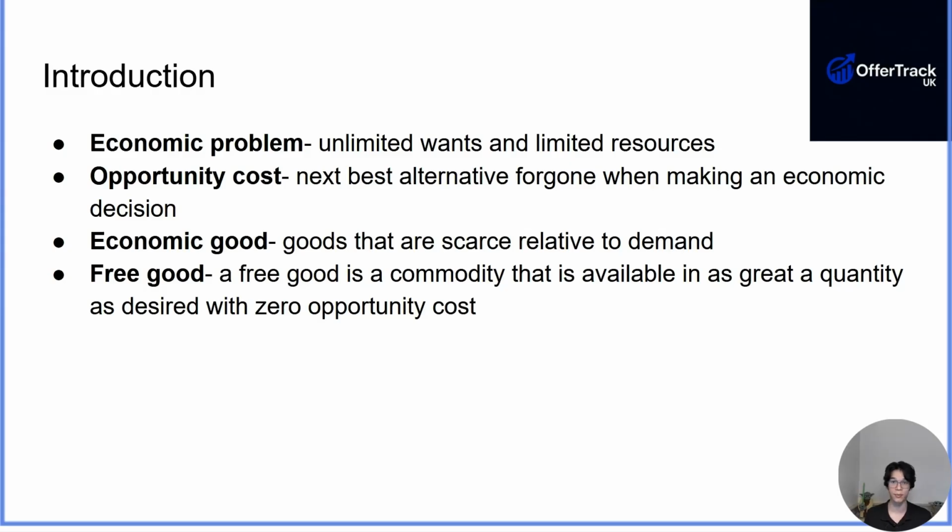So examples that we can use are the economic problem, which refers to unlimited wants and limited resources. That means there's a trade-off, or in economic terms, an opportunity cost every time a decision is made. An opportunity cost is the next best alternative forgone when making an economic decision. And economic goods are goods that are scarce relative to demand and involve an opportunity cost when consumed.